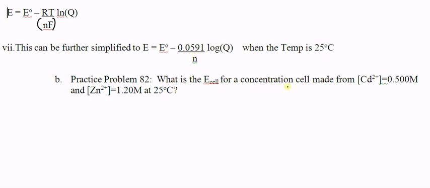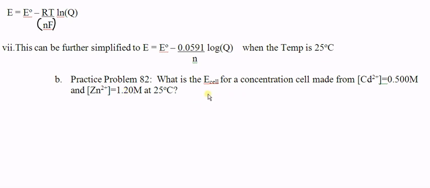What is the cell potential for a concentration cell made from cadmium concentration being 0.500 molar and a zinc concentration being 1.2 molar at 25 degrees Celsius? Well, if you watch the video on qualitative determinations, we've adjusted two concentrations away from 1 molar. In one case we've decreased and in one case we've increased. So this could either have the effect of really increasing our cell potential or really decreasing our cell potential. We need to know what's going to be where.